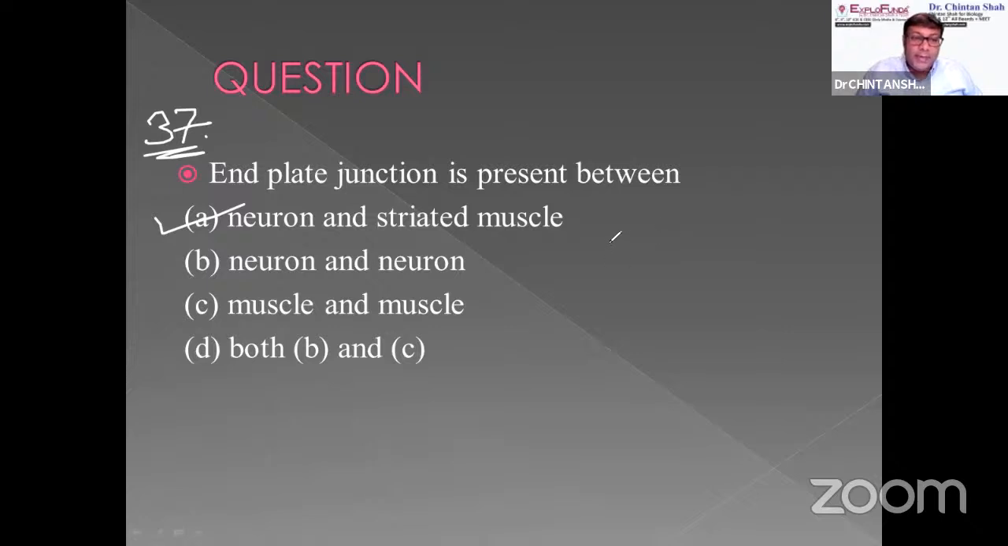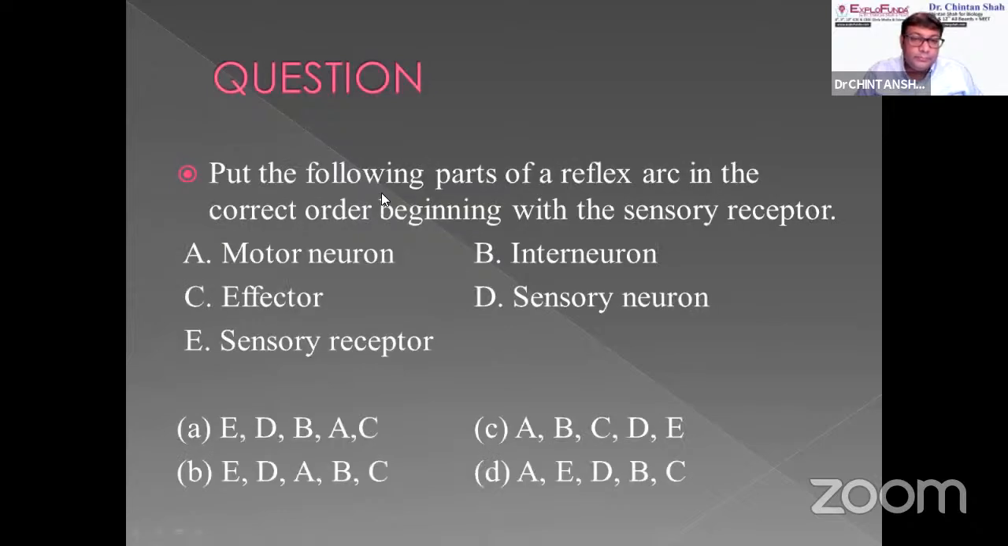Is this 37A? Yes. End plate is known as what? Neuromuscular junction. And that's why this is perfectly fine. Okay. Yeah, 37A is perfect. Okay, Ritu, are you with me? This is a superb question.